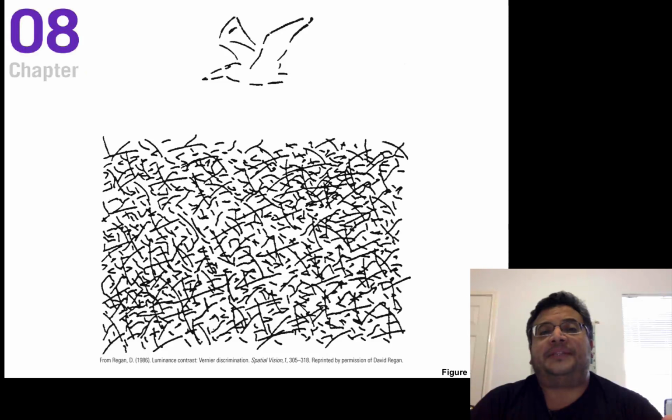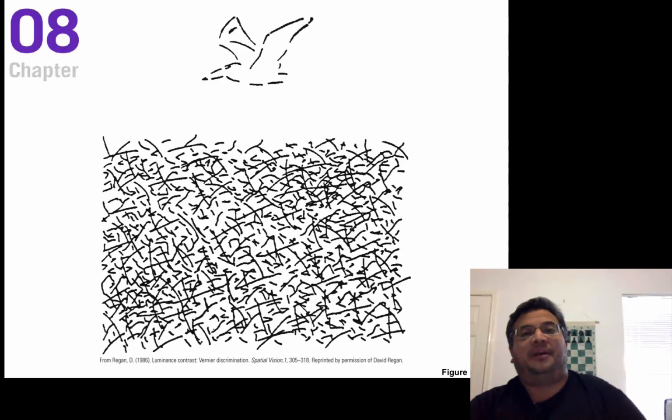Now, this is an interesting illusion here. I was actually trying to make this happen, but basically, what you do is you would take this bird here, and this is a bird, right? It's a bunch of lines, but we perceive it as a bird, right?